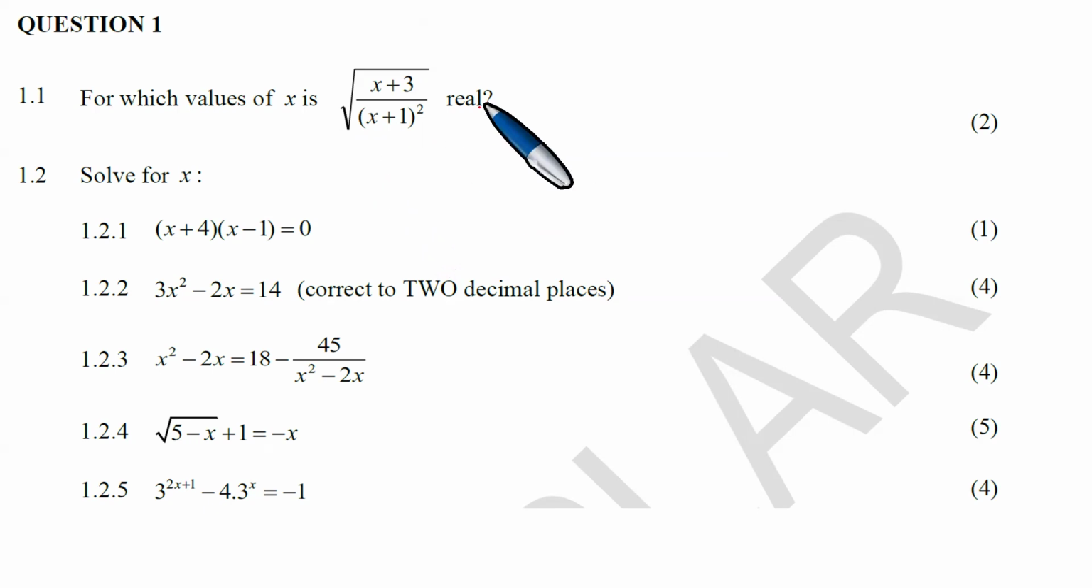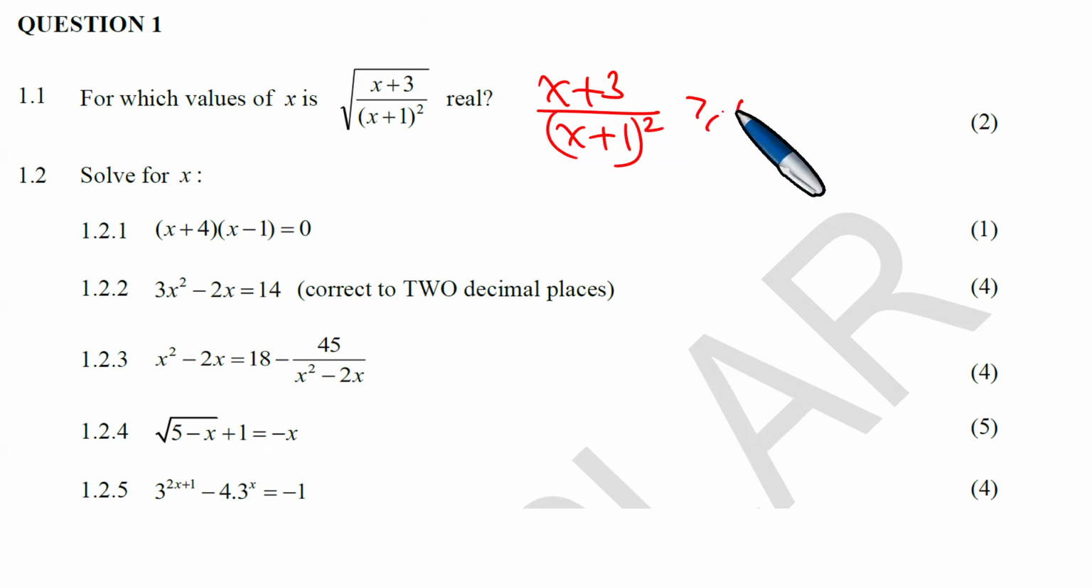Okay, so this expression is real surely if, because it's a square root, we must make sure that everything under the square root is greater or equal to 0. First and foremost, it is real if everything is greater or equal to 0. Then it's real, like this.